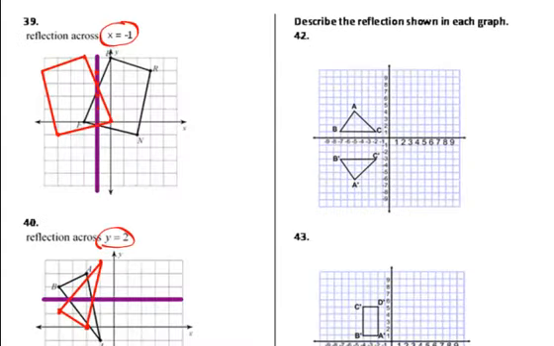Okay? All right, describe the reflection. So what they're asking for is this part right there. They want to know what your line of reflection is. Okay, well, here I have my pre-image, here's my post-image, because we have the prime symbols. I know that each of these images is the same distance from the line of reflection.